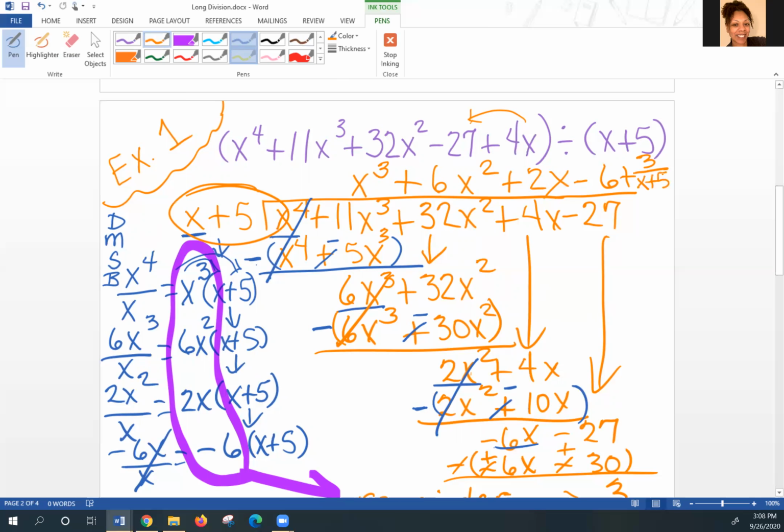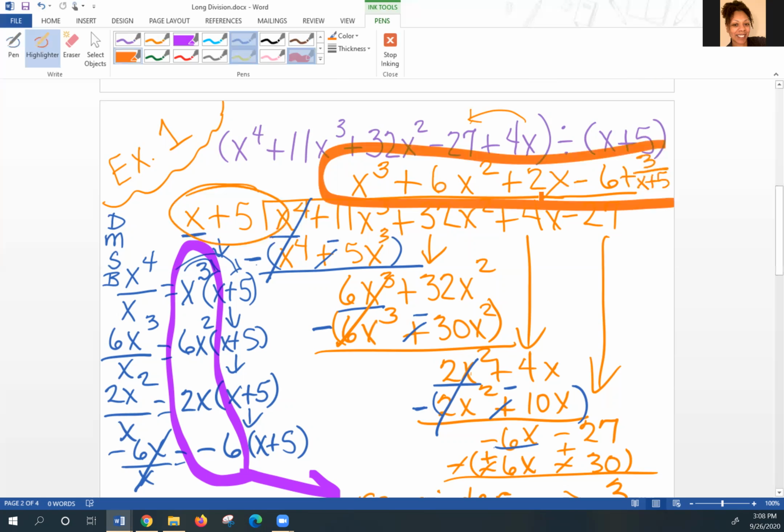Okay? So my final answer, let's put it in over here. My pen is acting up today. My final answer is in this form. That's my quotient. Notice it's in standard form, x cubed plus 6x squared plus 2x minus 6. And again, do not try to put plus 3 as a big number, because you're going to try to combine that negative 6 and 3 and it will be incorrect.